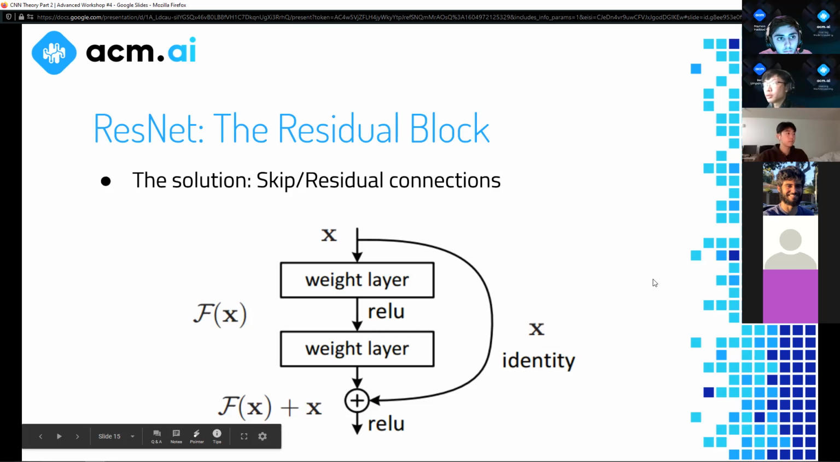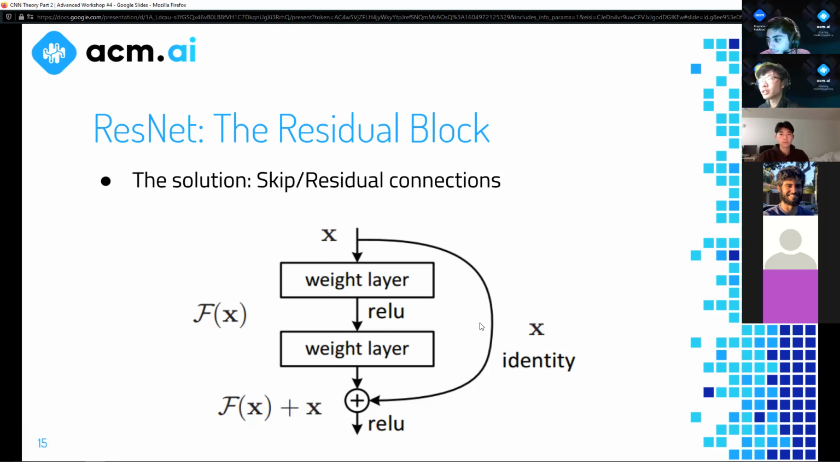So if these weight layers, the f of x, learn the zero function, then f of x plus x is going to be x, which is the identity function. So when we use regularization like L1 and L2, and those regularization methods push our weights to zero, we're not going to end up with a zero function. Instead, we're going to end up by default with an identity function, and that's what we want, right? So in the worst case scenario, it will default to being at least as good as a shallower neural network.